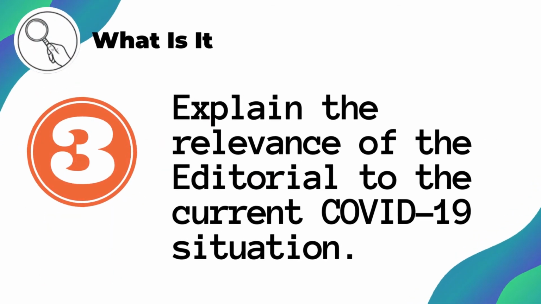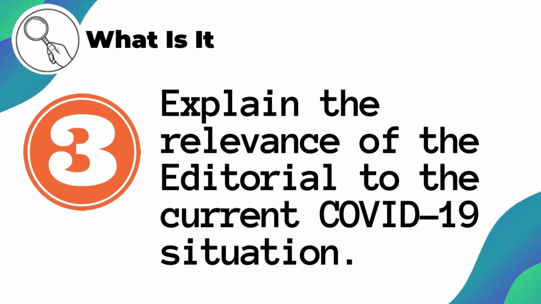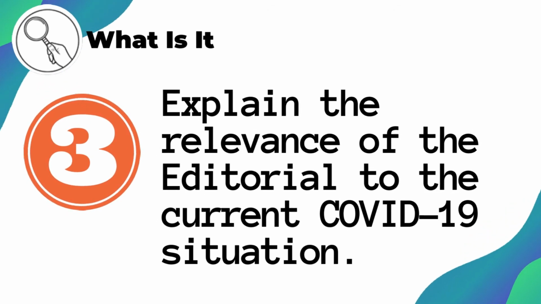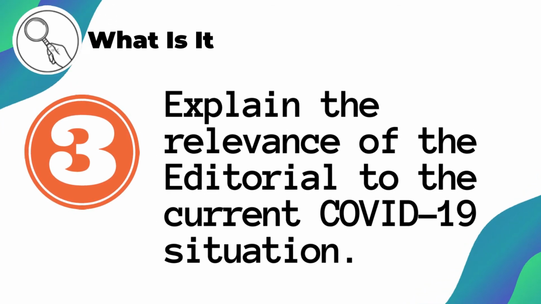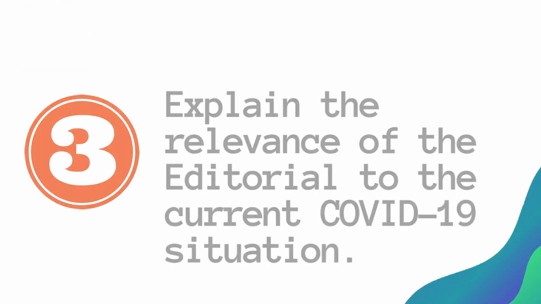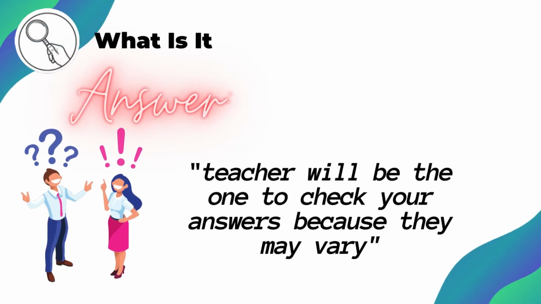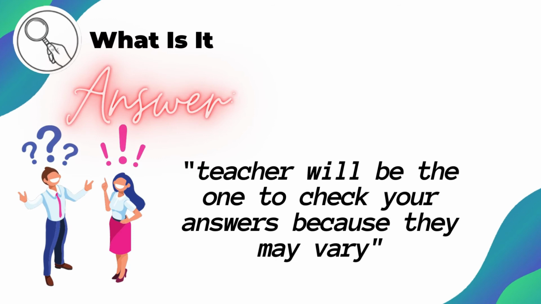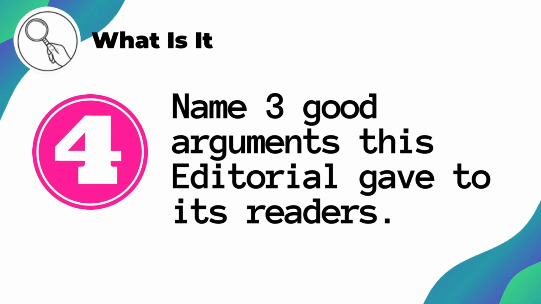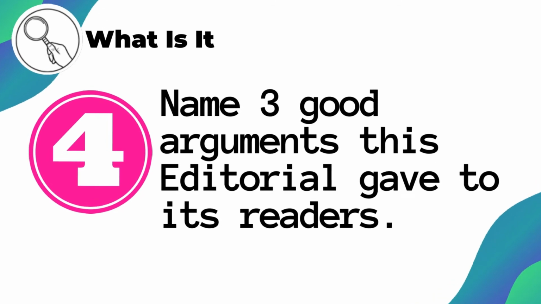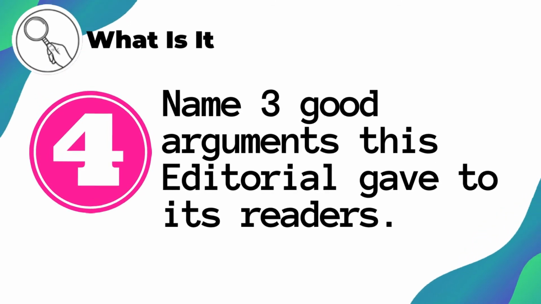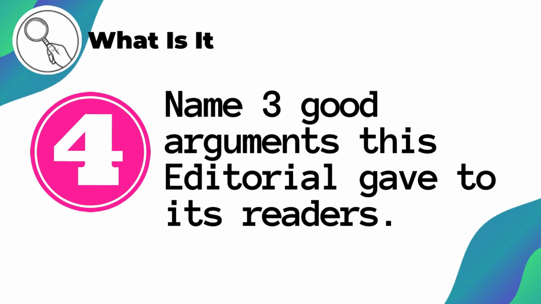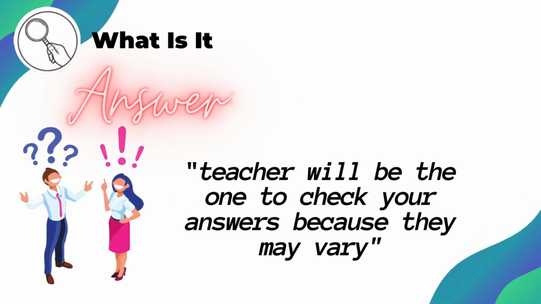Number 3, explain the relevance of the editorial to the current COVID-19 situation. You may pause this video for you to be able to answer the question. The teacher will be the one to check your answers because they may vary. Number 4, name 3 good arguments this editorial gave to its readers. You may pause this video for you to be able to answer the question. Your teacher will be the one to check your answers because they may vary.